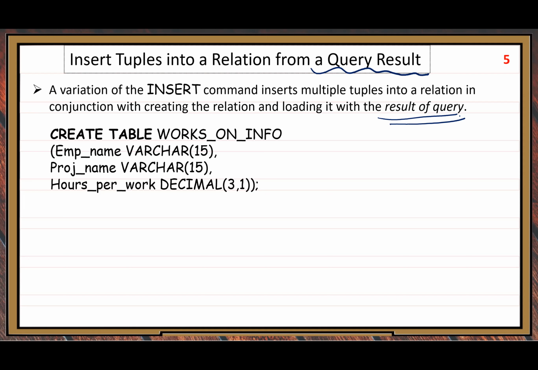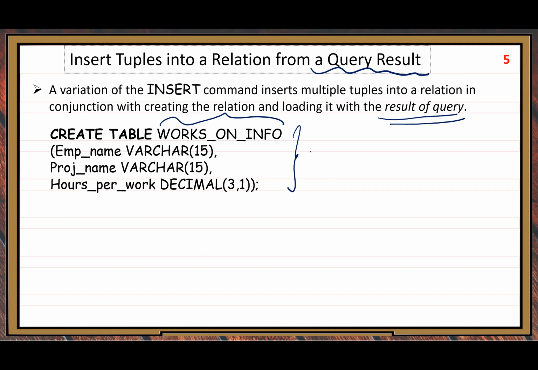Here, the first part, in our company database, we create a new table. This is a new table with name works_on_info. Then you define it in this way. So this is your table definition. After that, then we can do insertion. But we want to do efficient insertion, so not row by row. We want to do multiple row insertion at the same time.